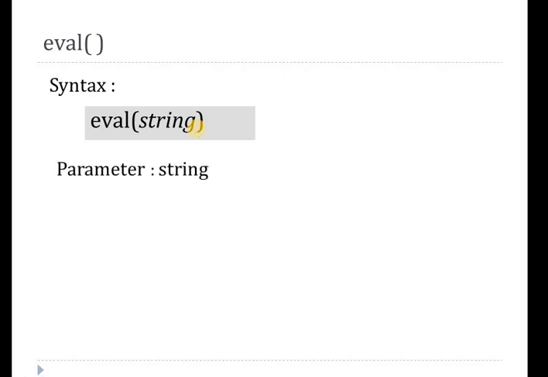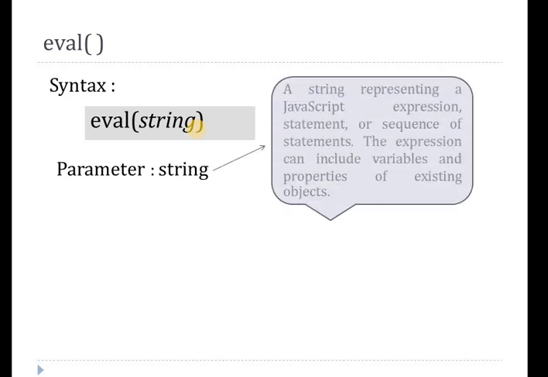Okay, so the function name is eval. Now let's see the syntax of this function. Simple function name, and you just need to pass one argument of type string. So the parameter that you have to pass should be a string. Now this string represents a JavaScript expression, statement, or sequence of statements. Now what does it mean? You just need to pass it in double quotation.